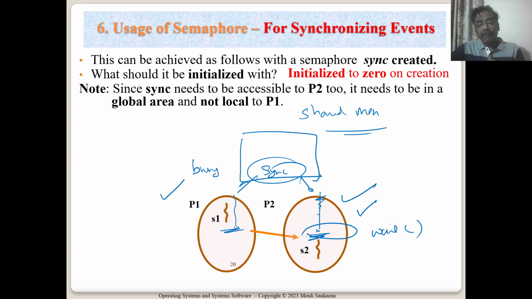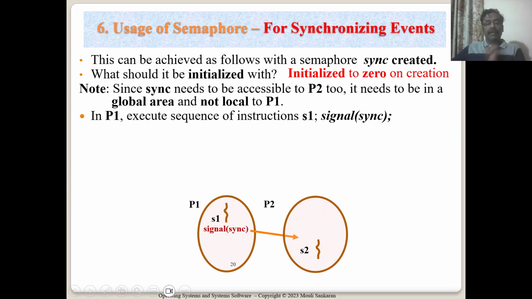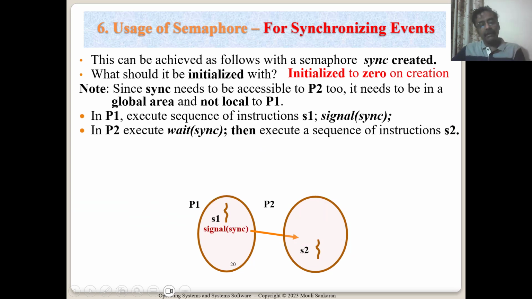But by mistake, P2 should not come here and do this S2 before S1 completes it. So that's why we are using a semaphore for synchronization purpose. So what will you do? You do a signal function call on the P1 side, and you do a wait on the P2 side.